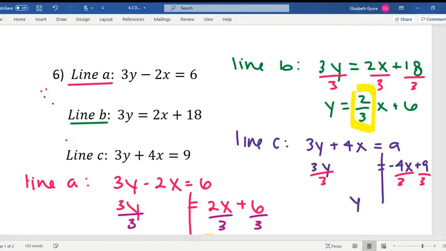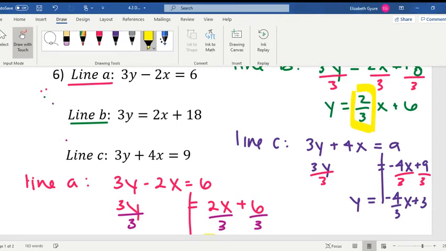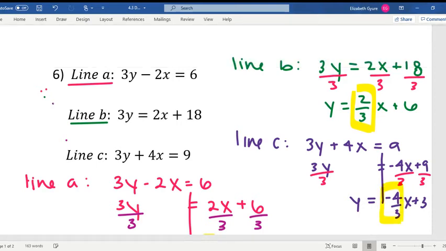Okay, so y equals negative 4 over 3. Can you do anything with that? Nope, just leave it. Negative 4 over 3x. And then what's 9 divided by 3? 3. What's the slope of that line? Negative 4 over 3.